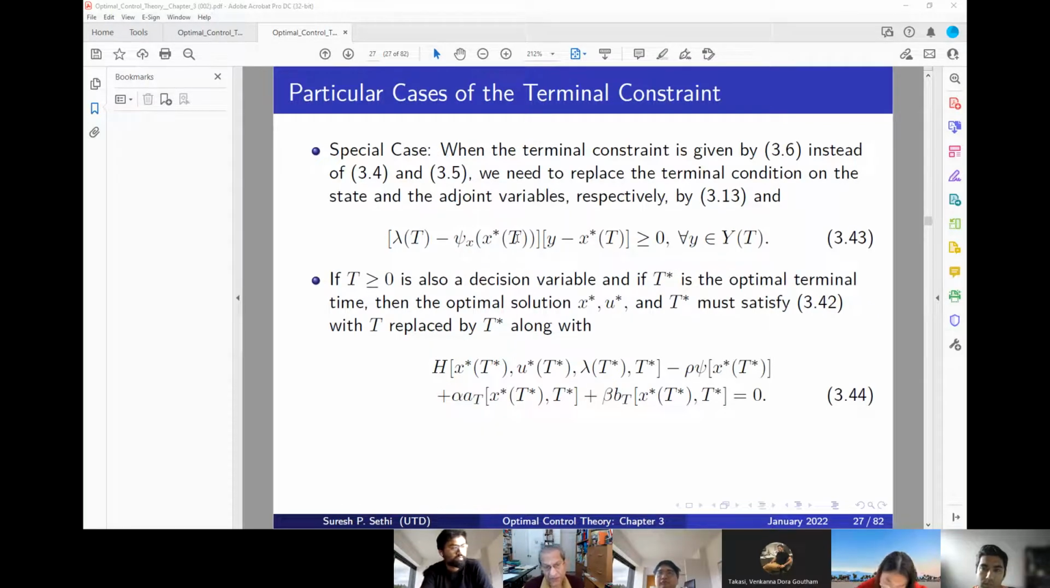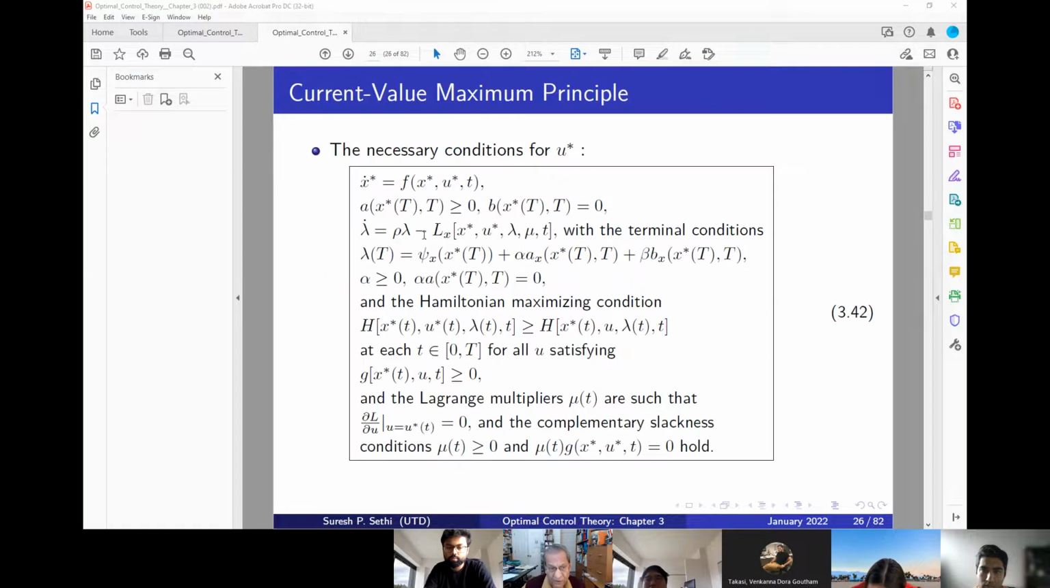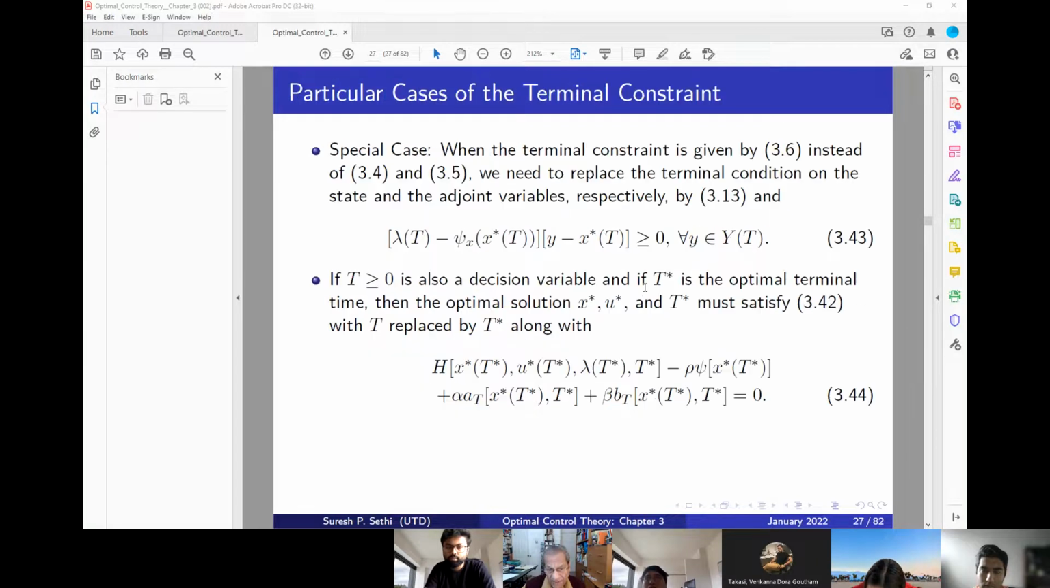Well, we need to do a few more things. In the current value formulation, that would be the same as the previous one. That one will be different. You see rho here? That's not there in the previous formulation. So we see the rho here, and we see rho here when we apply the maximization over time.